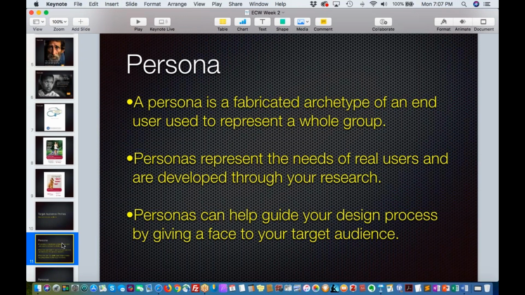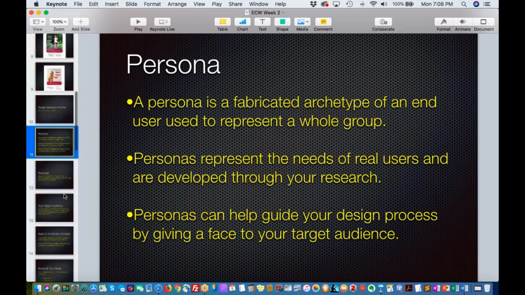Maybe it's a female age 31. And then maybe it's a male adult at the higher end, maybe say age 50. So you have that whole demographic kind of represented through your fabricated personas. These personas represent the needs that are developed through your research. So they guide your design process, because developing these personas puts a face on your target audience. So once you understand who you're writing to, you're speaking right to these people.